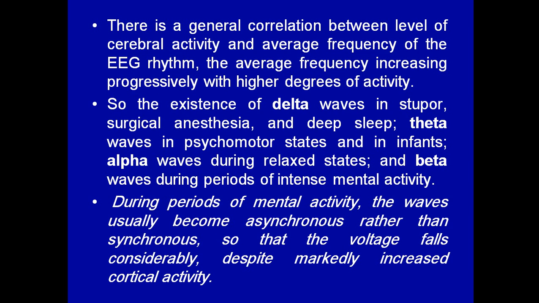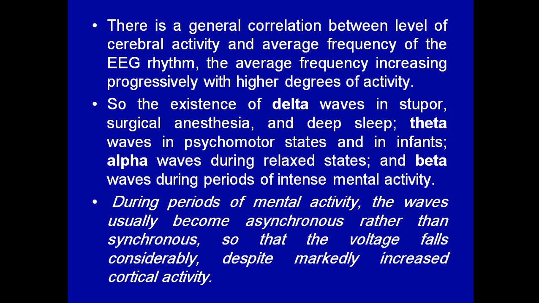There is a generalized correlation between the level of cerebral activity and the average frequency of the EEG rhythm. The average frequency increases progressively with a higher degree of activity, like we said with beta. So delta waves exist in stupor, surgical anesthesia and deep sleep, and theta waves in psychomotor states and in infants. Alpha waves, as we said, occur during a relaxed state, and beta waves during intense mental activity.